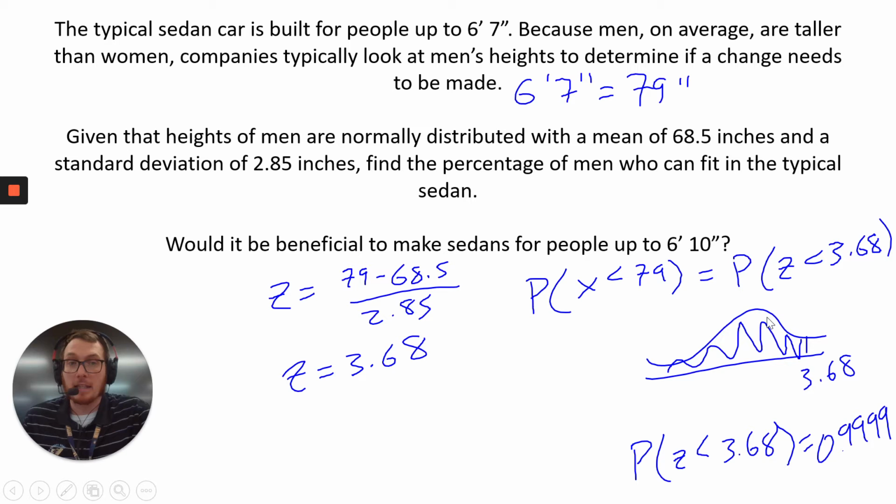Would it be beneficial to make it so it would fit everyone up to 6'10"? Not really, because it already fits a huge amount of the population anyway. And if you're that tall, you're probably not looking for a smaller vehicle at that point anyway. And so then you'll be looking at a different type of vehicle, which explains why companies tend to make different types of cars for different types of reasons. And this could be one of those reasons.